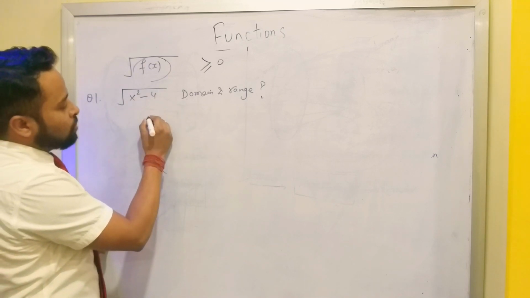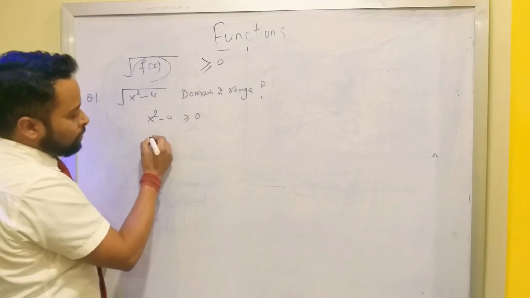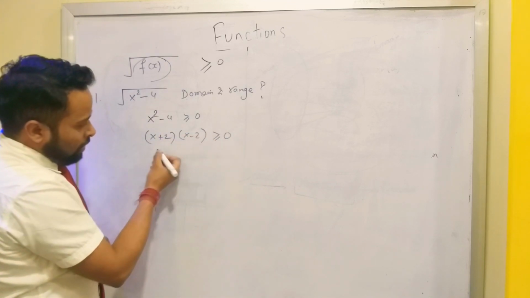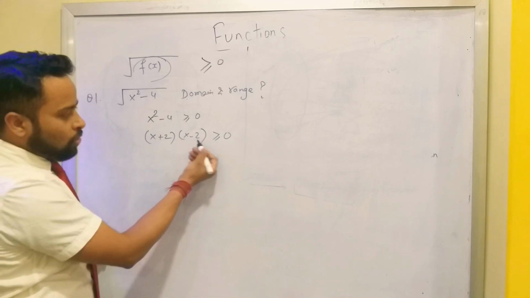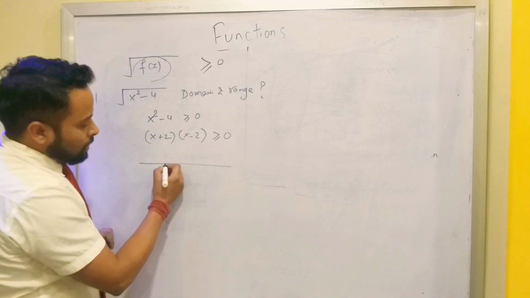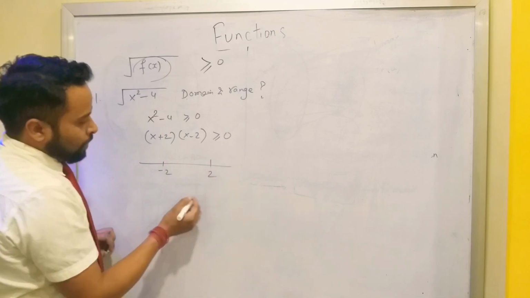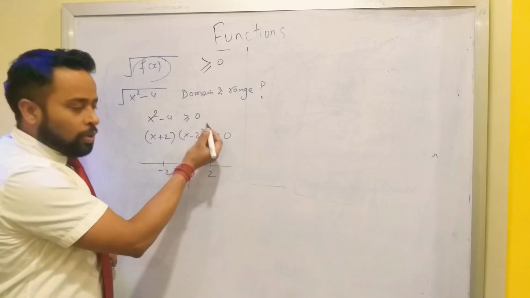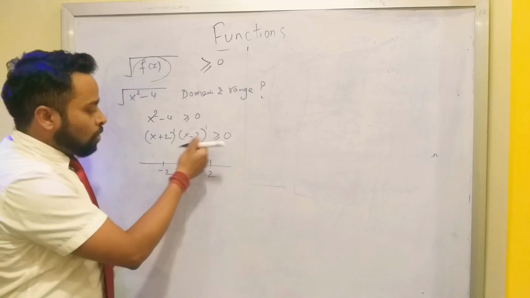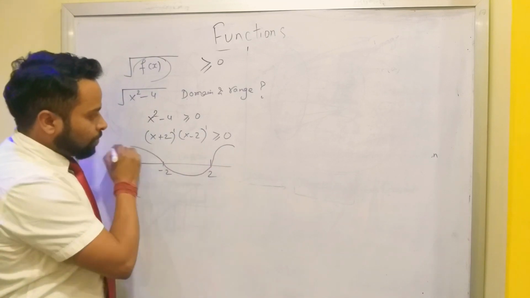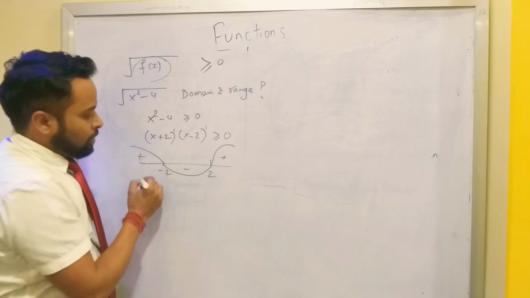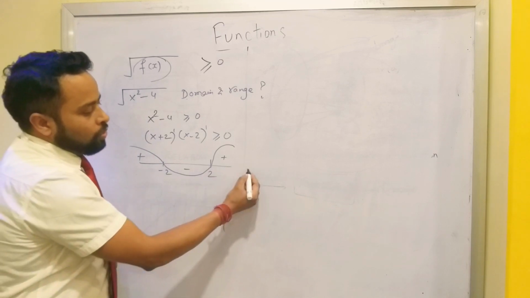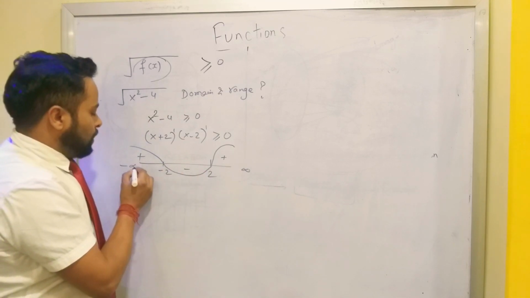x square minus 4, so I'll take x square minus 4 greater than or equal to 0. (x plus 2)(x minus 2) greater than or equal to 0. Then we will get two critical points, minus 2 and plus 2. Seeing the exponent, that is the power is odd, we can think plus, minus, plus, greater than or equal to 0. I cannot take negative, I have to take positive: 2 to infinity and minus infinity to minus 2.